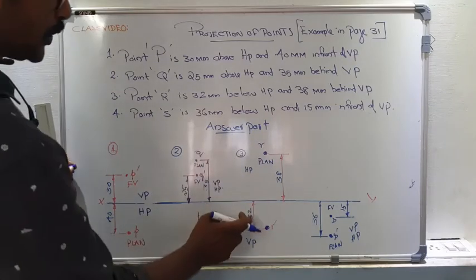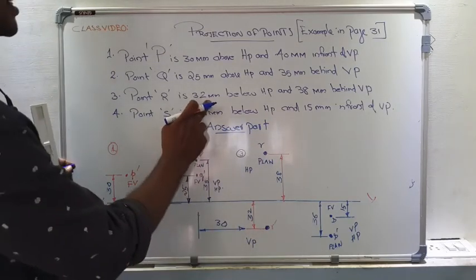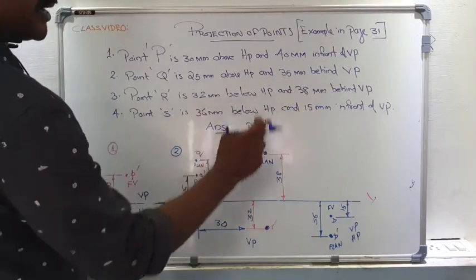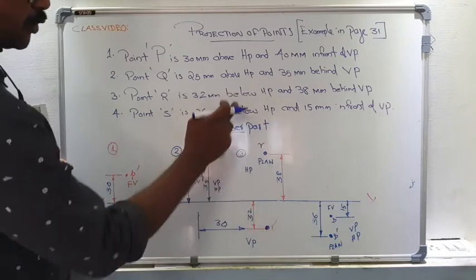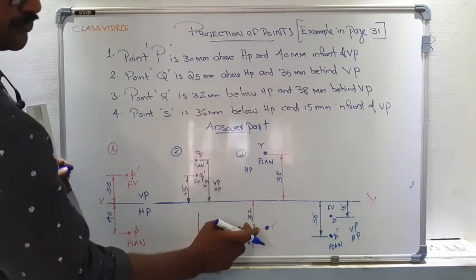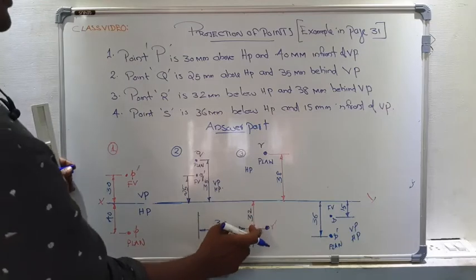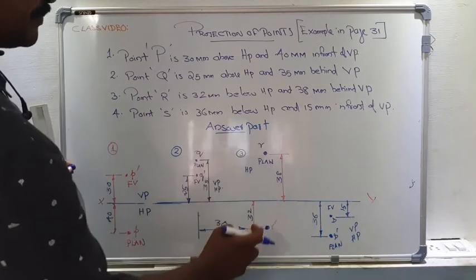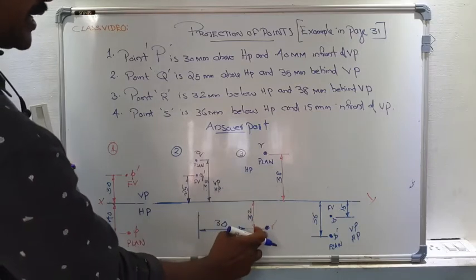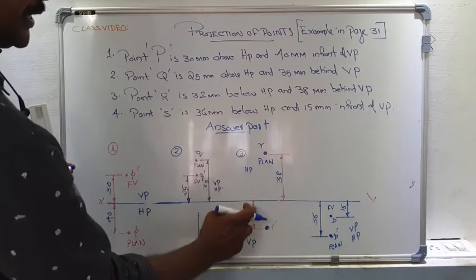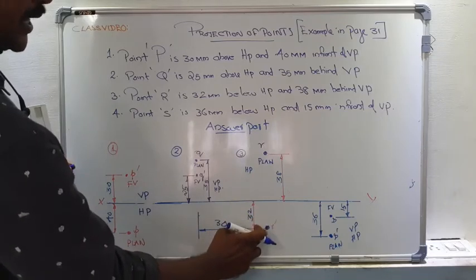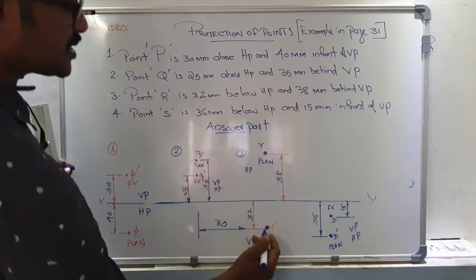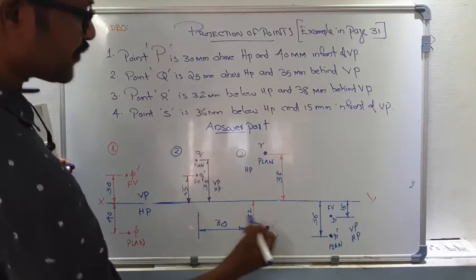Next we will move on to the third question. That means 32 mm below HP and 38 mm behind VP. From this hint we can understand that the object is situated in third quadrant. Here this is the third answer part. First we have to put a point here, keeping 32 mm below the XY line. That point is marked with the small letter R dash. This is our front view.